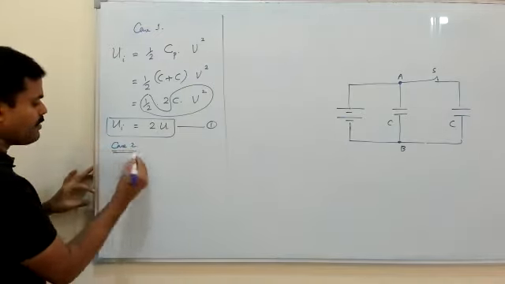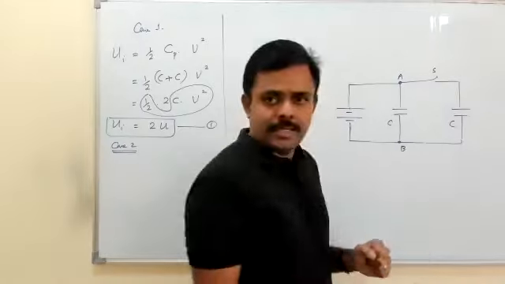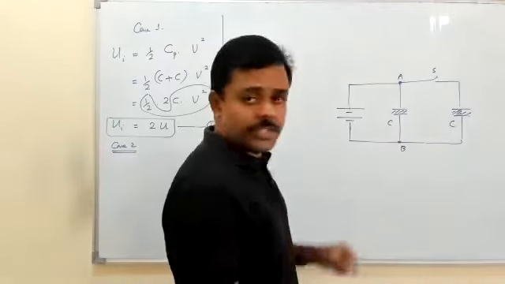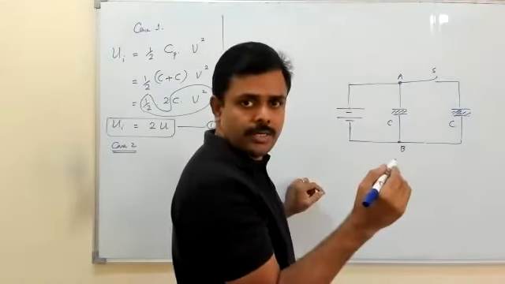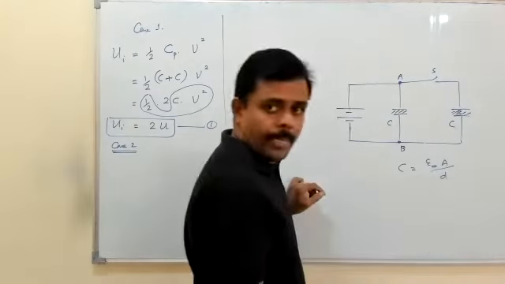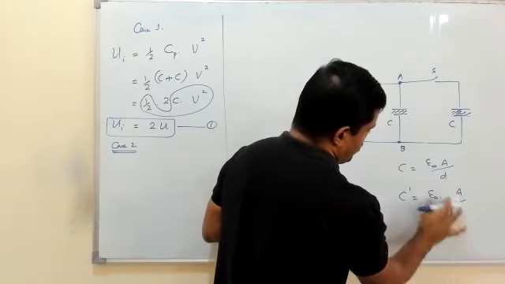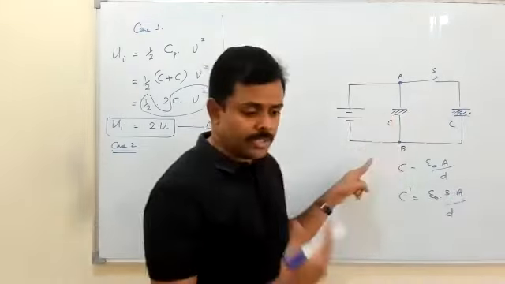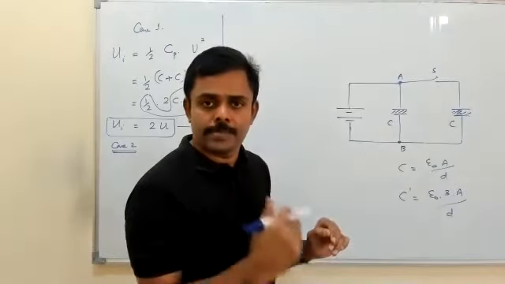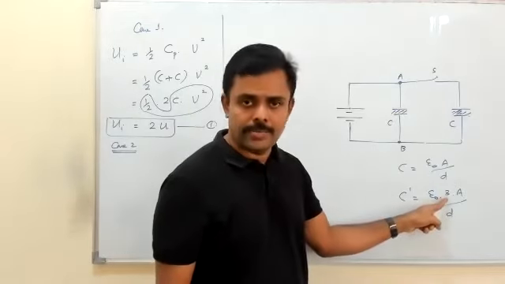Case number 2 will have 2 parts. In case number 2, I open this and fill this with the material. So what is the new capacitance? Old capacitance was epsilon 0 A by D, with air. But the new capacitance is with epsilon 0, epsilon r, since it's a material, so epsilon r A by D. Epsilon r is 3 in the question. They have given that it is 3. So 3 epsilon 0 A by D.